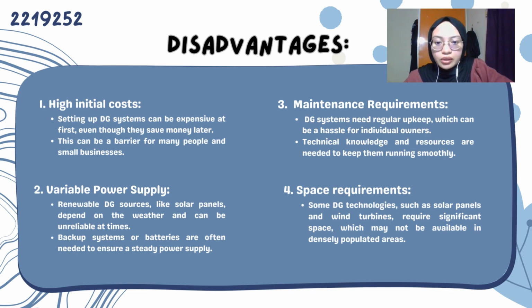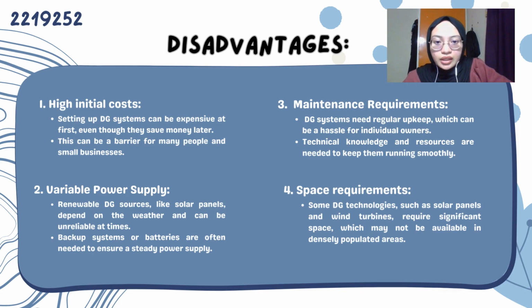Secondly, a variable power supply. Renewable DG sources like solar panels depend on the weather and can be unreliable at times. And backup systems or batteries are often needed to ensure a steady power supply.